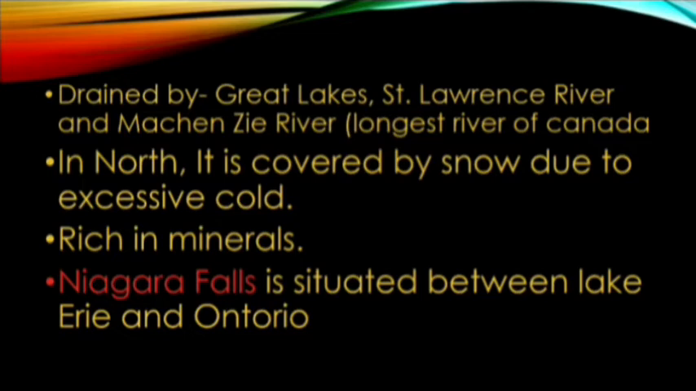Mackenzie River is the longest river of Canada. In the north, it is covered by snow due to excessive cold. Obviously, there would be excessive cold because that is the tundra region, that is the Arctic Circle.